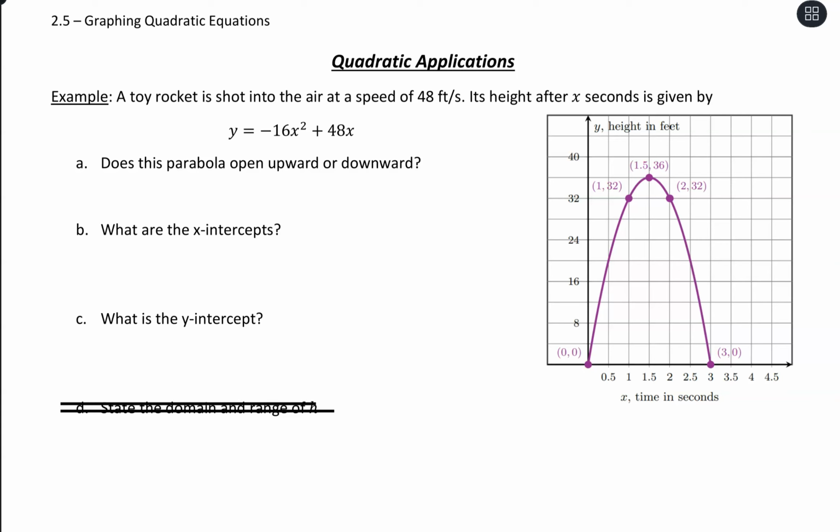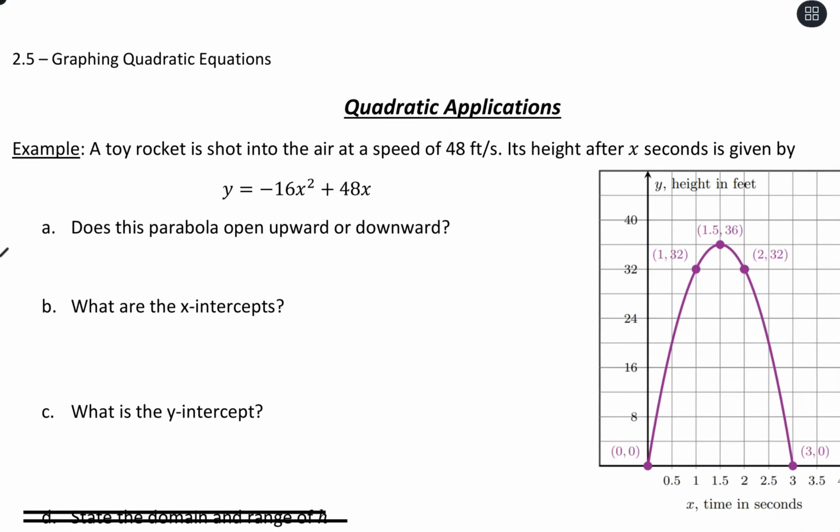So our last piece here is going to be in regards to applications. So all these pieces that we're finding, the vertex, the intercepts, what does it mean with a word problem? So for our first example, we have a toy rocket is shot into the air at a speed of 48 feet per second. Its height after x seconds is given by y equals negative 16x squared plus 48x.